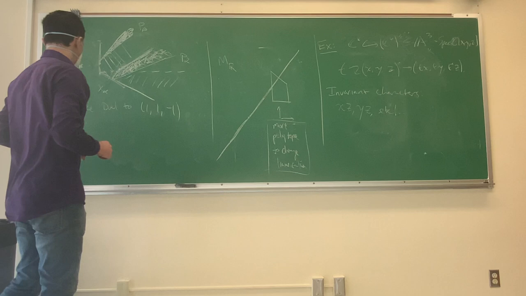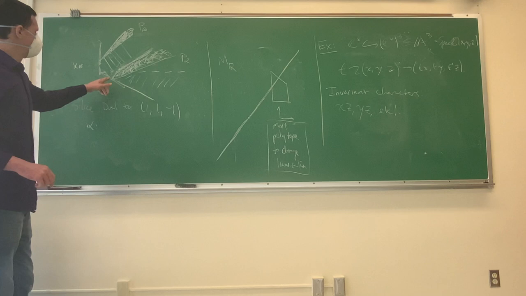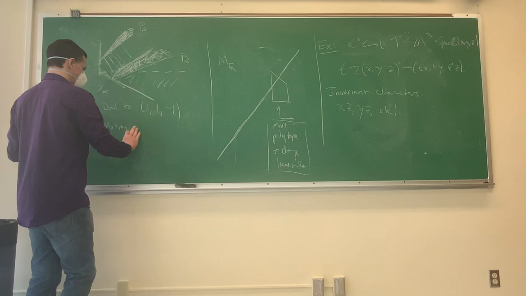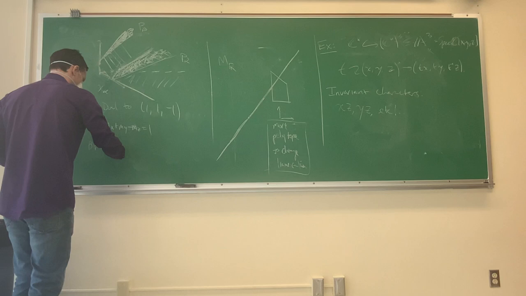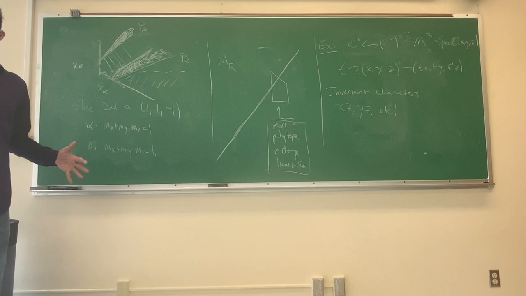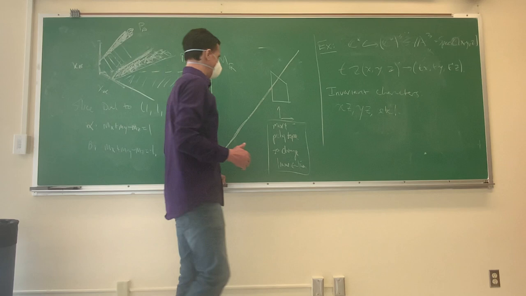Let's say that alpha corresponds to mx plus my minus mz equal to 1. And for beta, we're doing it with minus 1. Writing it out this way is nice because, what is the condition on the big cone? This big ambient cone is just saying that all the m's are non-negative. Let's take a look at that.